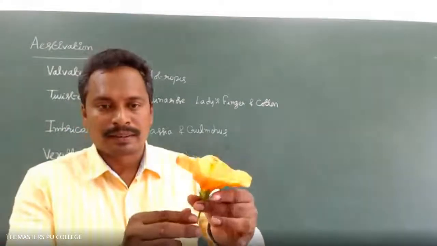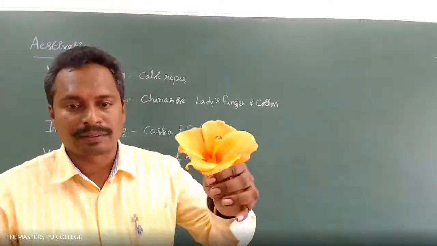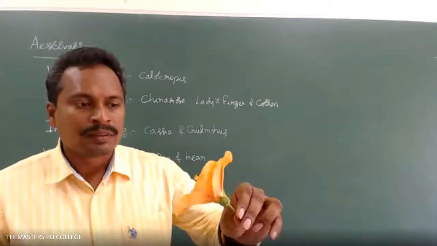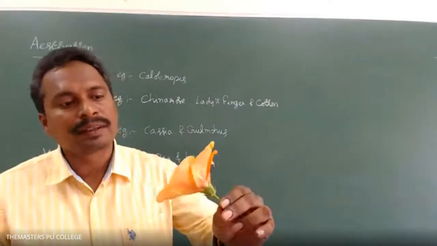Next, imbricate estivation, and the vexillary estivation. What is the name of this flower? Hibiscus. How many petals are here? 5. Pentamerous.